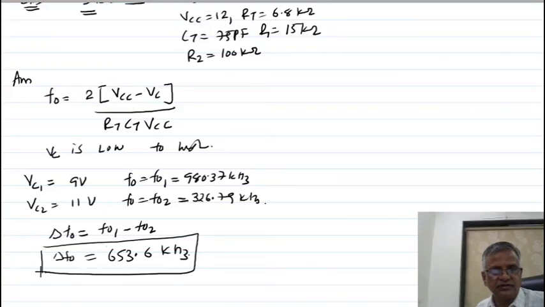For 9 volt, frequency of oscillation is 980.37 kilohertz. For 11 volt, frequency of oscillation is 326.79 kilohertz. So change in frequency of oscillation is FO1 minus FO2.